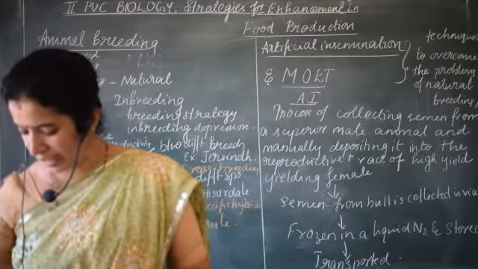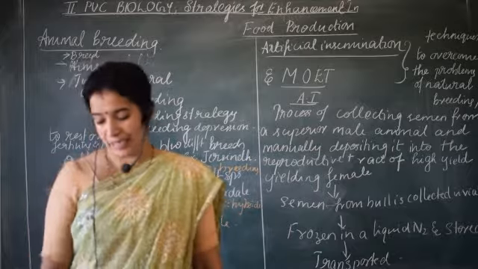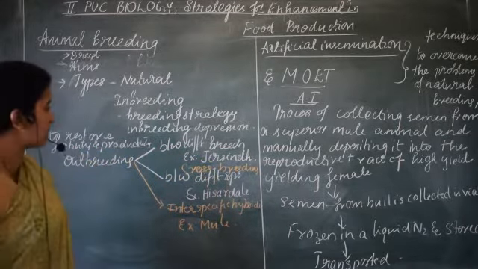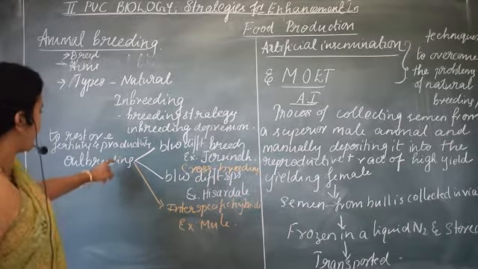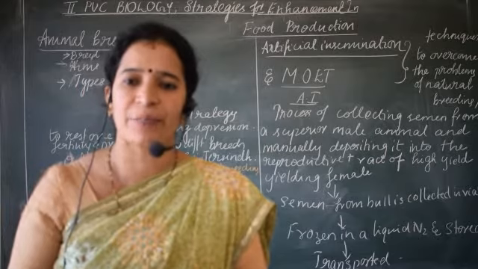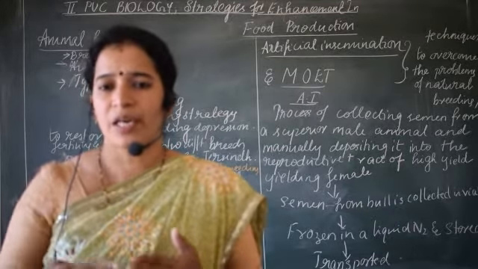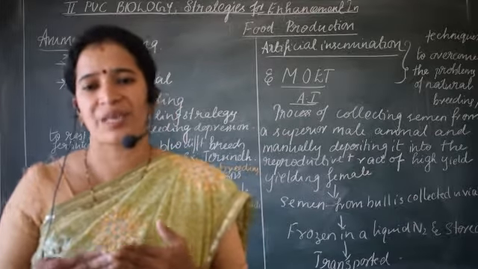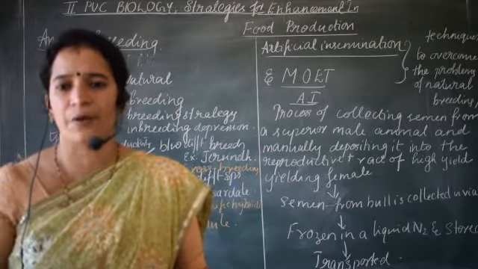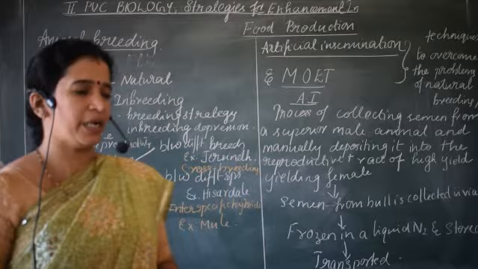Inbreeding depression means the continued inbreeding, especially close inbreeding, usually reduces fertility as well as productivity. When mating occurs between closely related individuals for many generations, there is a loss of fertility and loss of productivity, and that phenomenon is known as inbreeding depression.